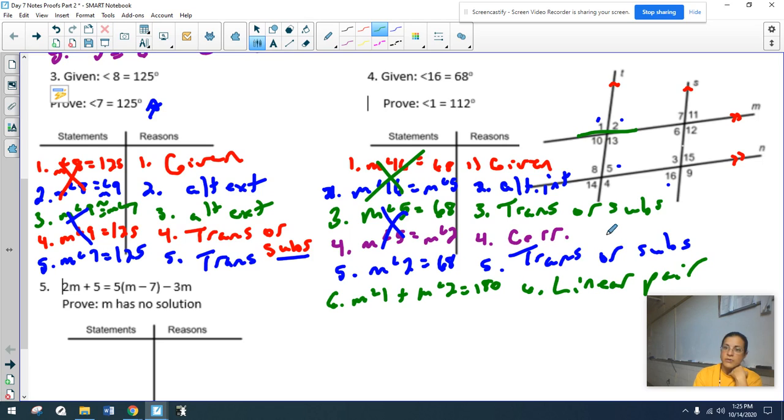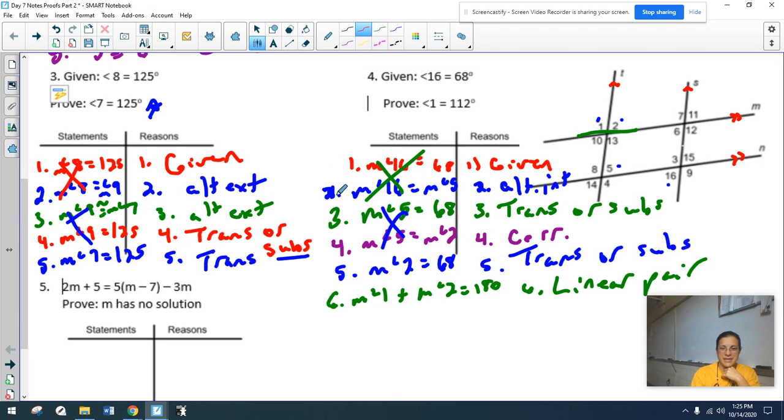Okay, you could have also used 13. It might have been easier maybe to use 13. You could have said 5 and 13 add up to 180 because they're same side interiors, and then 1 and 13 are equal because they're vertical. So some of these have a bunch of steps in them. This one is a little longer. That's why I saved these evil ones for today.